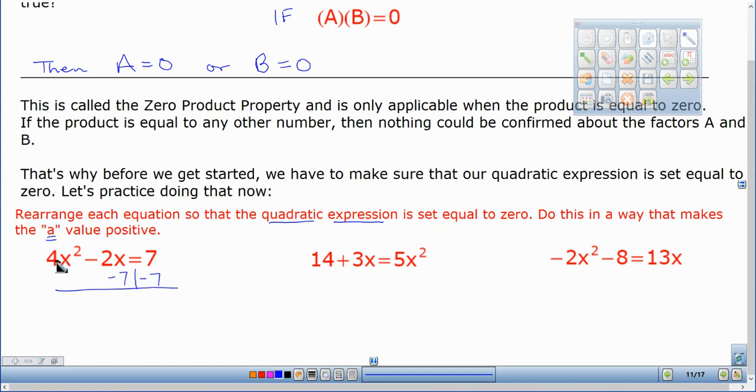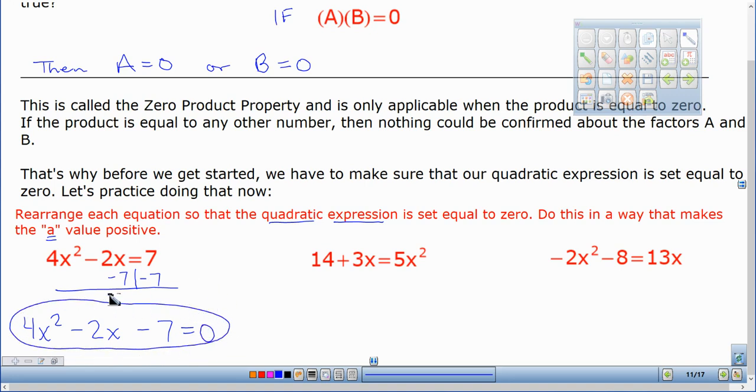Be careful, though, because this minus 7 will not go with either of those two terms. So here's my new setup. It's going to say 4x squared minus 2x minus 7 equals 0. Now, this is exactly how I would like my problem to be set up before I would go any further. Notice that my A value is positive and that we have it equal to 0. Those are the two things I really want.